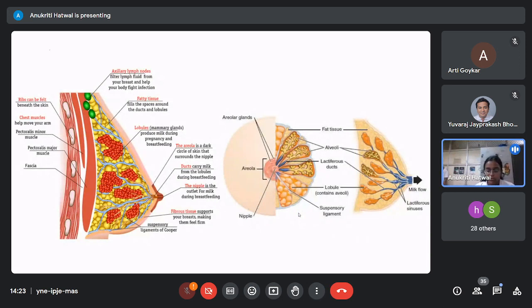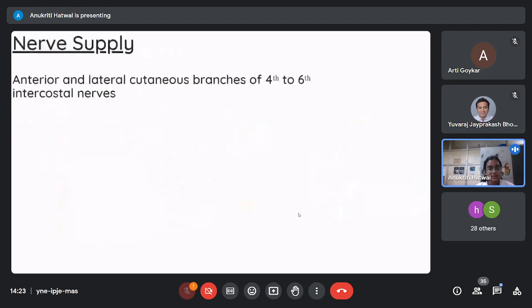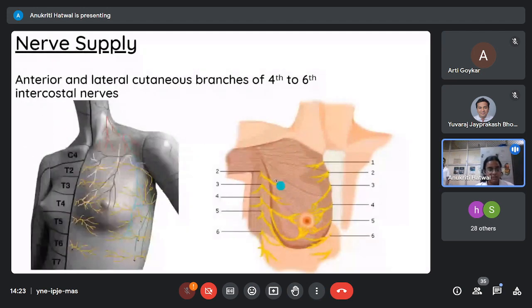With this, I would now like to move on to the nerve supply of the breast. As we can see from the diagram, it is supplied by the anterior and lateral cutaneous branches of the second to sixth intercostal nerves, and it is visible that the nipple is supplied by the cutaneous branch of the fourth intercostal nerve. With this, I would like to now call Anirudh for the presentation.